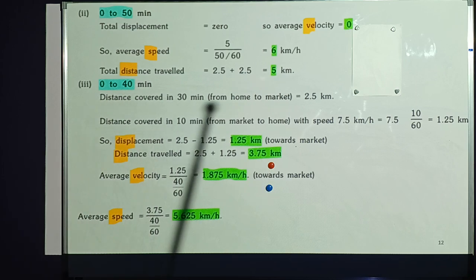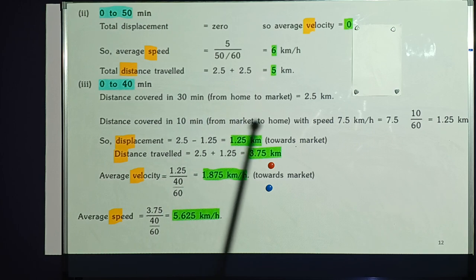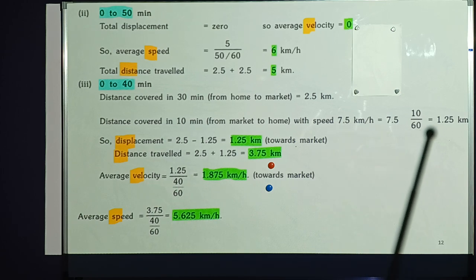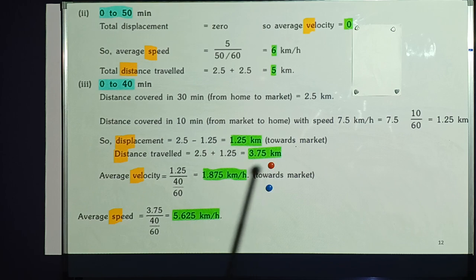Third part of the question, 40 minutes. So 30 minutes is the time to go from home to market. So in the remaining 10 minutes, she will travel half the distance, because for the return journey the total time is 20 minutes. So half the time will cover half the distance, which is 1.25. So displacement is 1.25 and distance traveled is 3.75. Average velocity is displacement, 1.25, by the time, which is this one, and average speed is the total distance covered, which is 2.5 plus 1.25, 3.75, by the time.